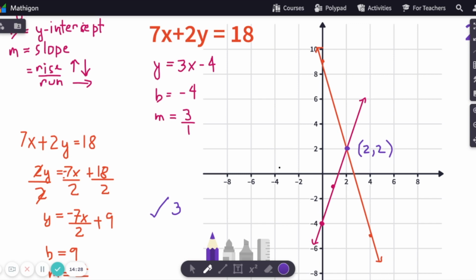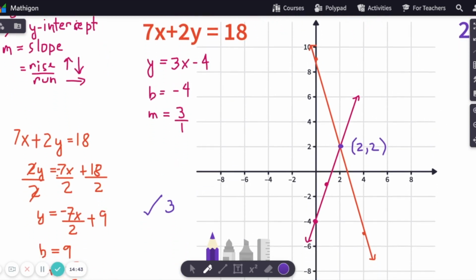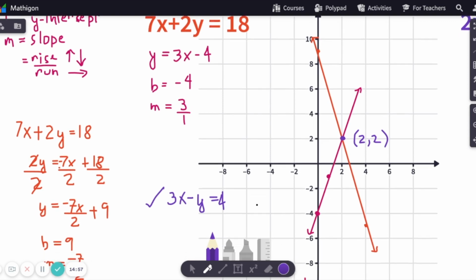So, I was saying, 2 over 2 is your solution set. Let us check that in our first equation, which is y is equal to 3x minus 4, or 3x minus y is equal to 4. How will you check? You will substitute. We will substitute these two values for our x and y here.